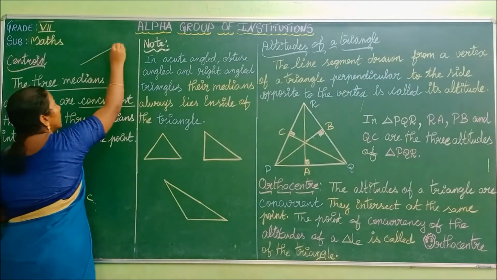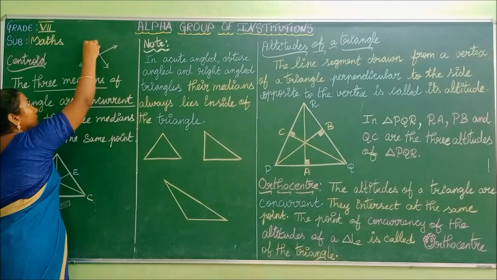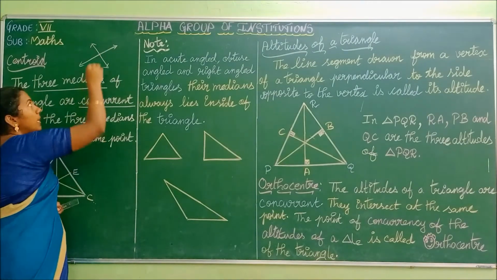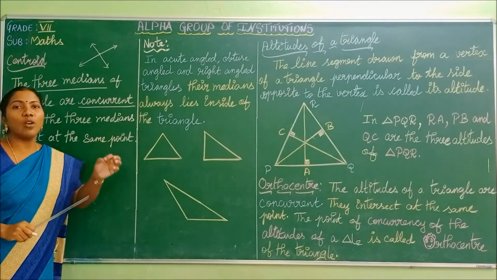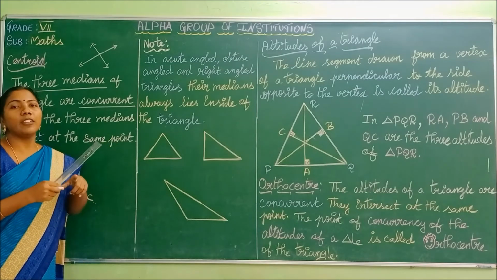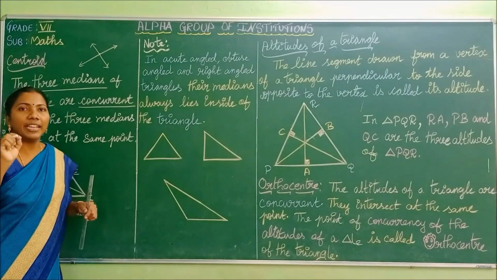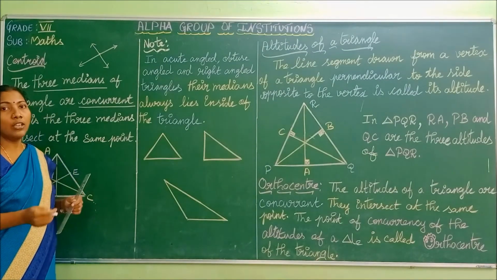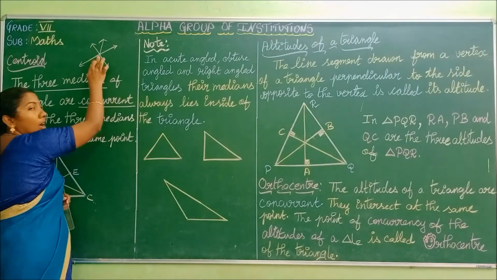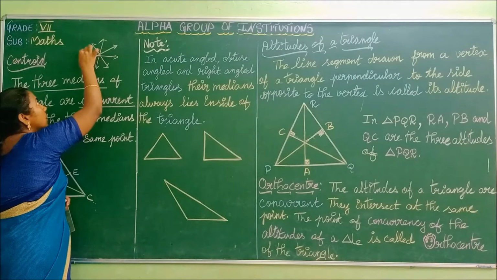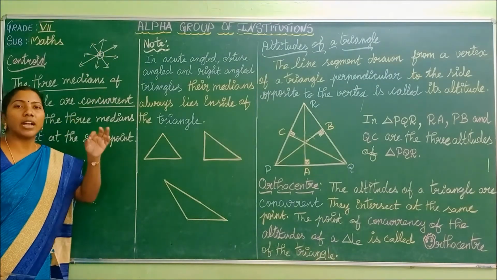See here, this is one line and this is another line. These 2 lines are meeting at this point. So we can define that point as the point of intersection. If 2 lines meet each other, the point where they meet is said to be the point of intersection. Similarly, if 3 or more lines meet at a point, that point is said to be the point of concurrency.